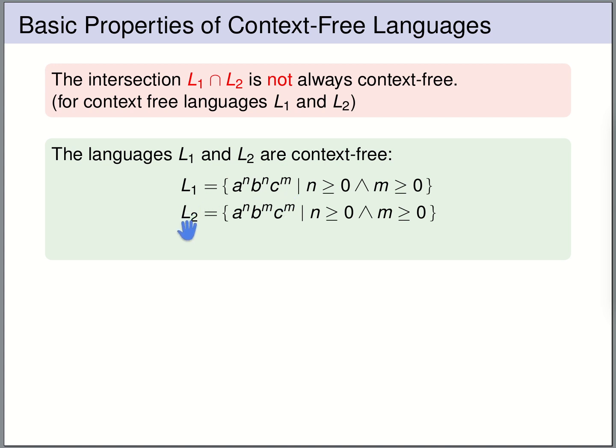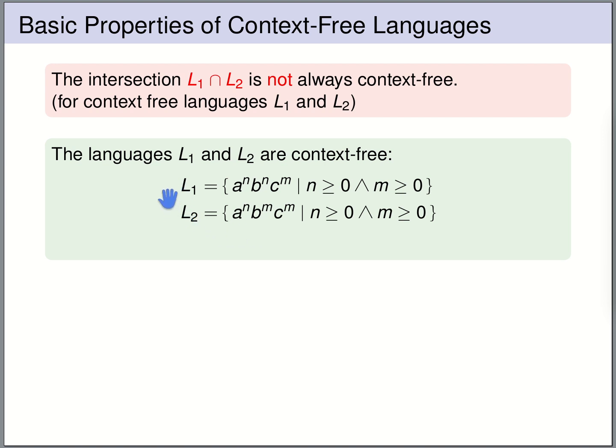L2 is a language consisting of words of the form a^n b^m c^m, where n and m are natural numbers. So it's similar: words starting with a number of a's, then a number of b's, then a number of c's, but this time we require that we have the same number of b's and c's. And similarly, it's not difficult to give a context-free grammar for this language. We just make sure that we have the same number of b's and c's and an arbitrary number of a's in the front.